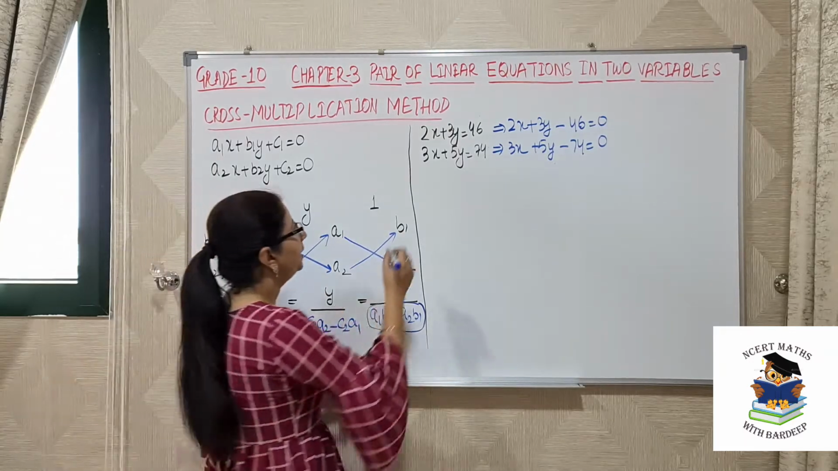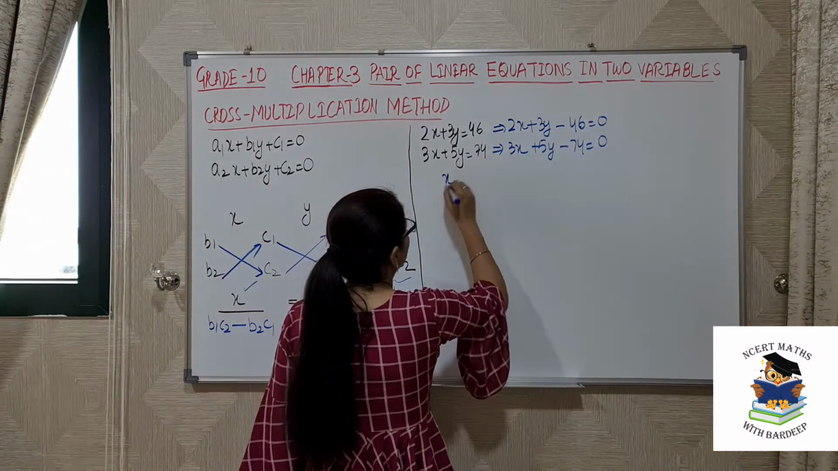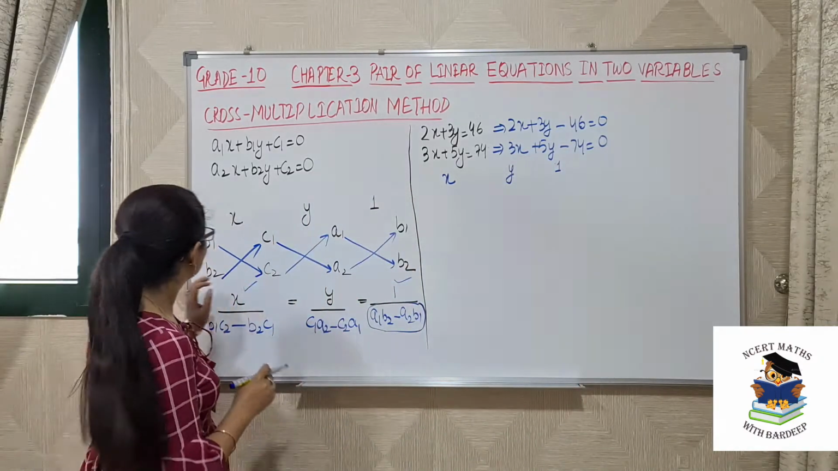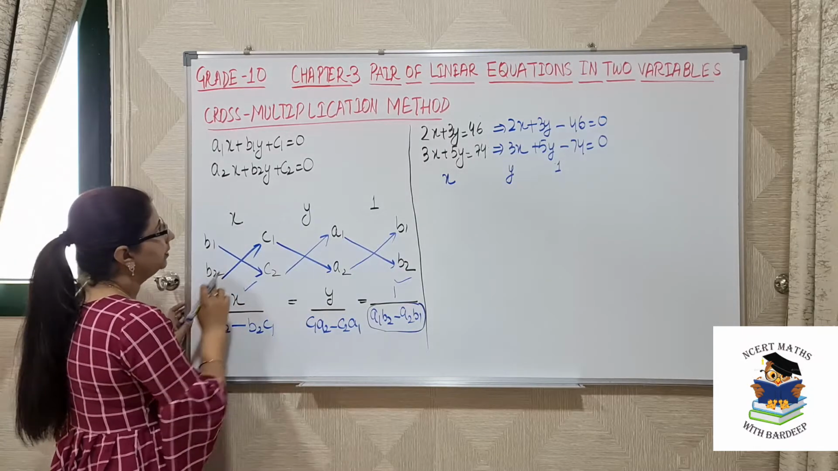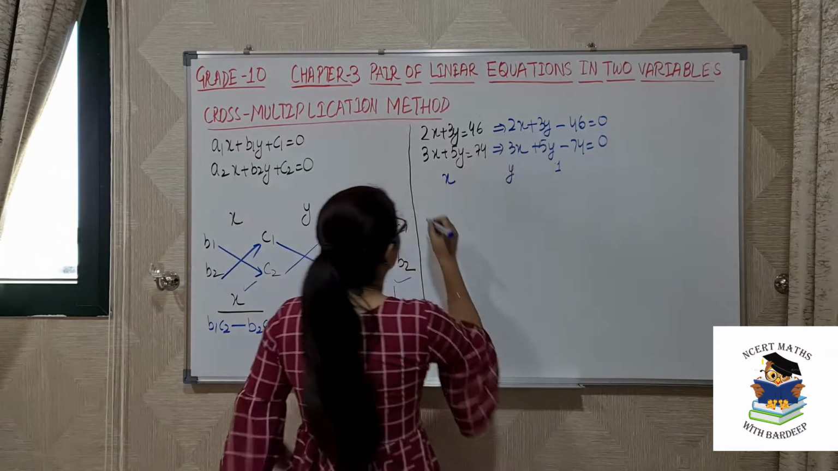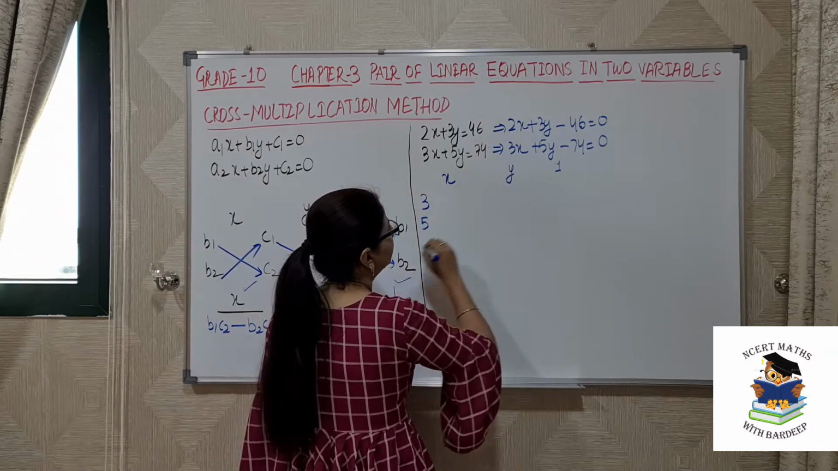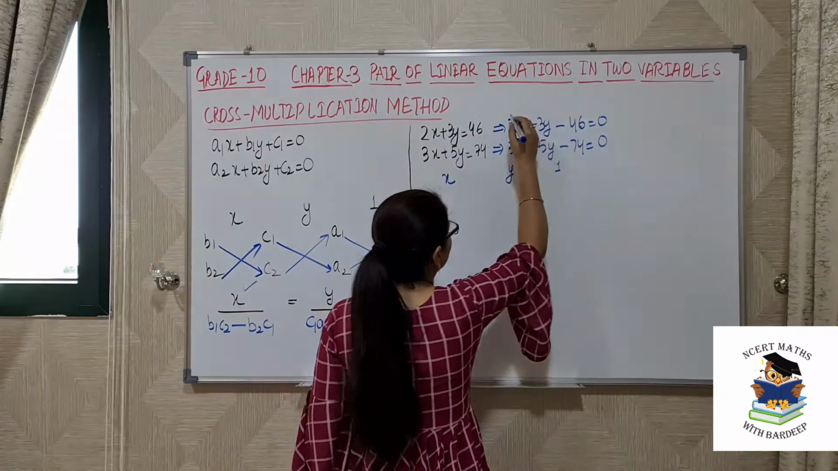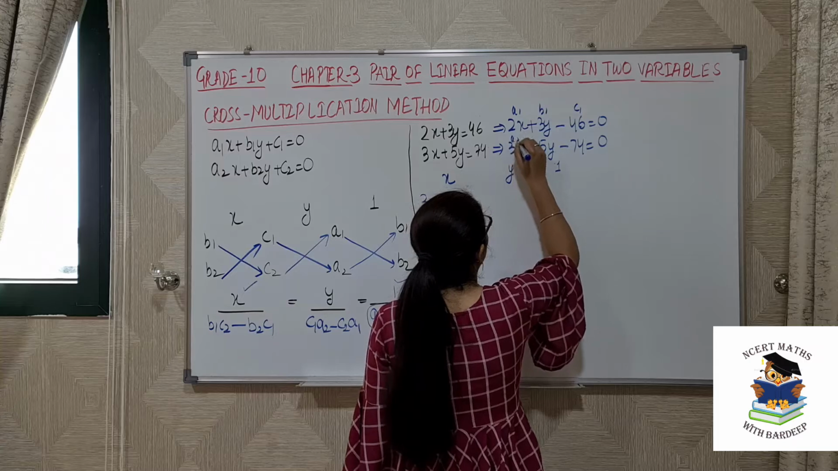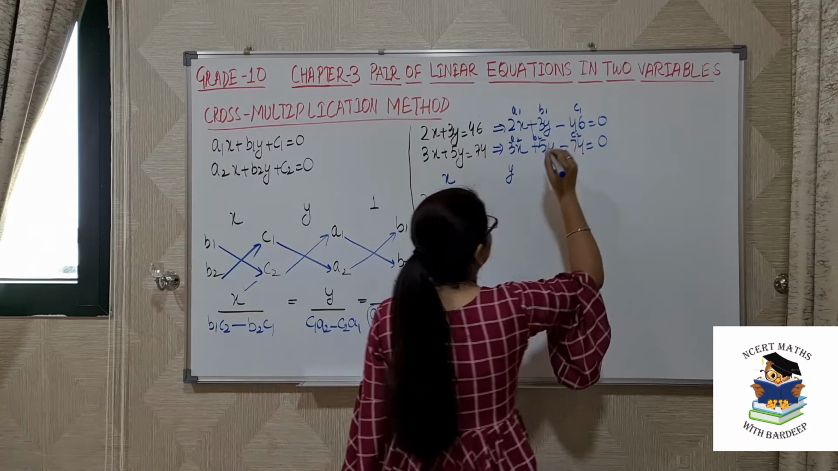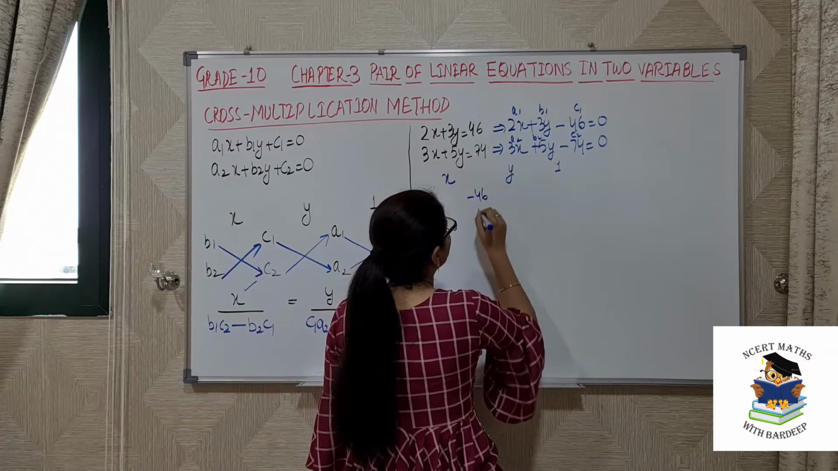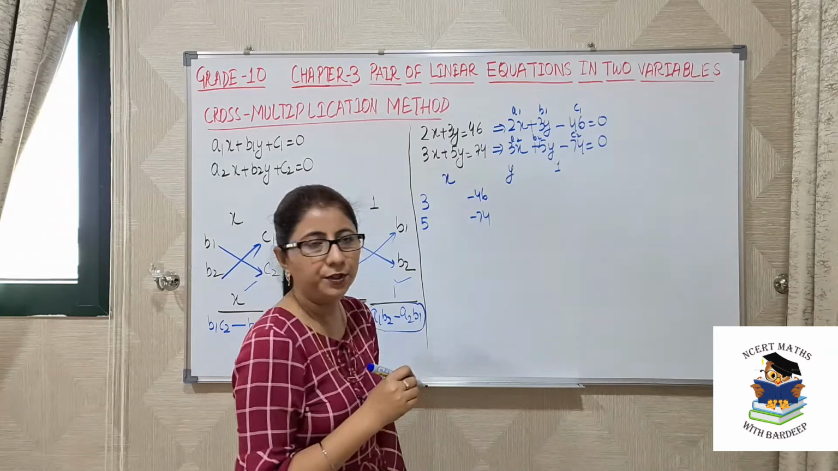So what is my next step? Write x, after some space y and after some space 1. Now what should I write? b1 and b2 here, that is the coefficient of y. So here it is 3 and 5. Then it is c1, c2. I can write here for your reference: this is b1, this is c1, a2, b2 and c2. So in this empty space for c1, c2 you will write minus 46, minus 74.